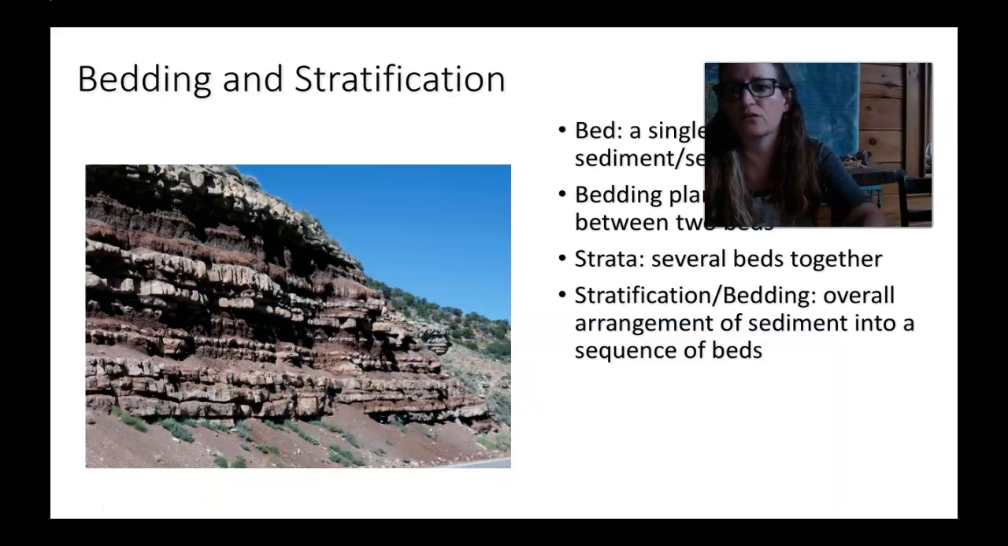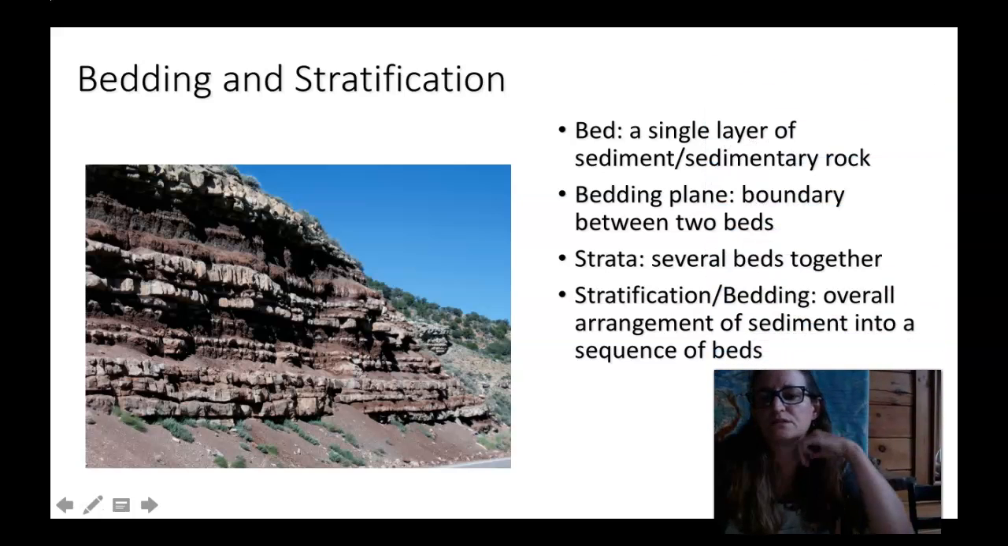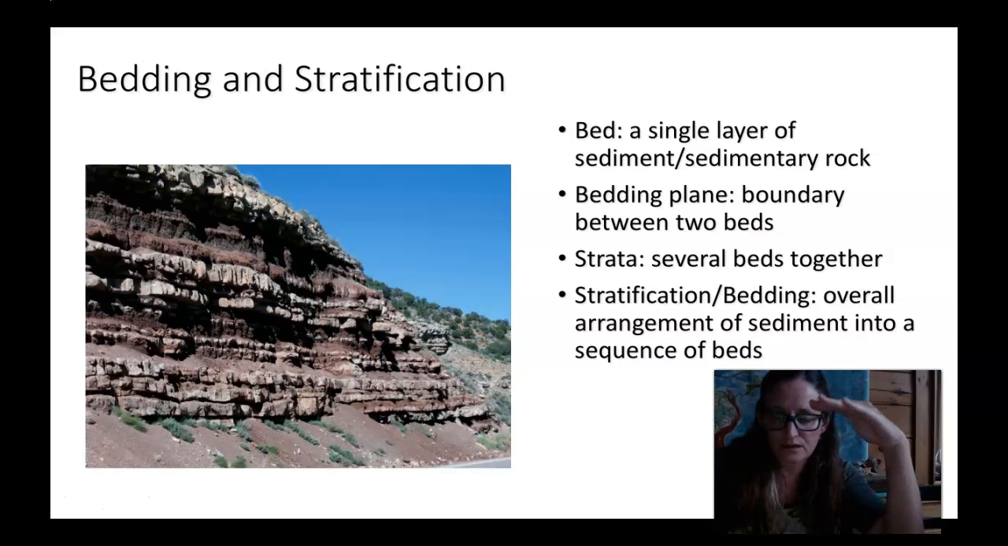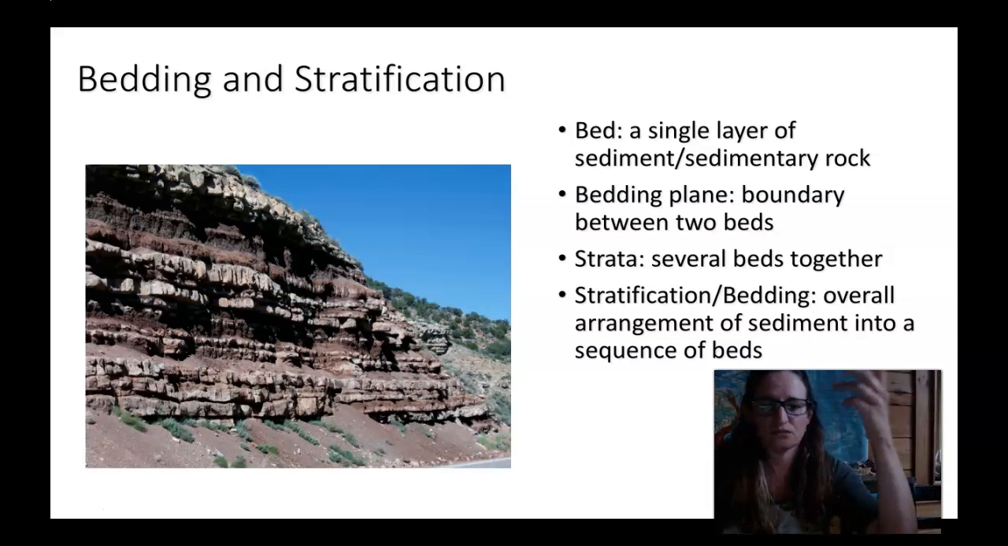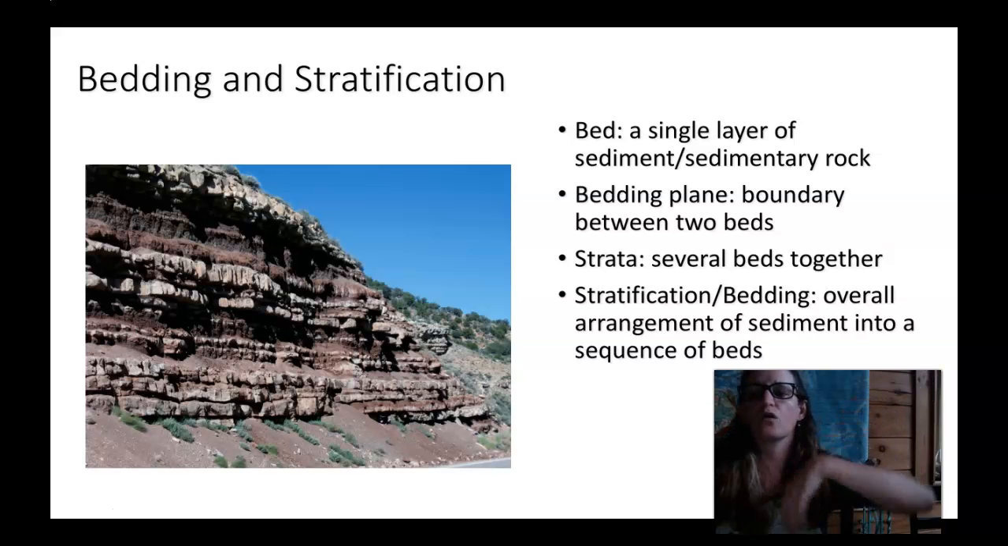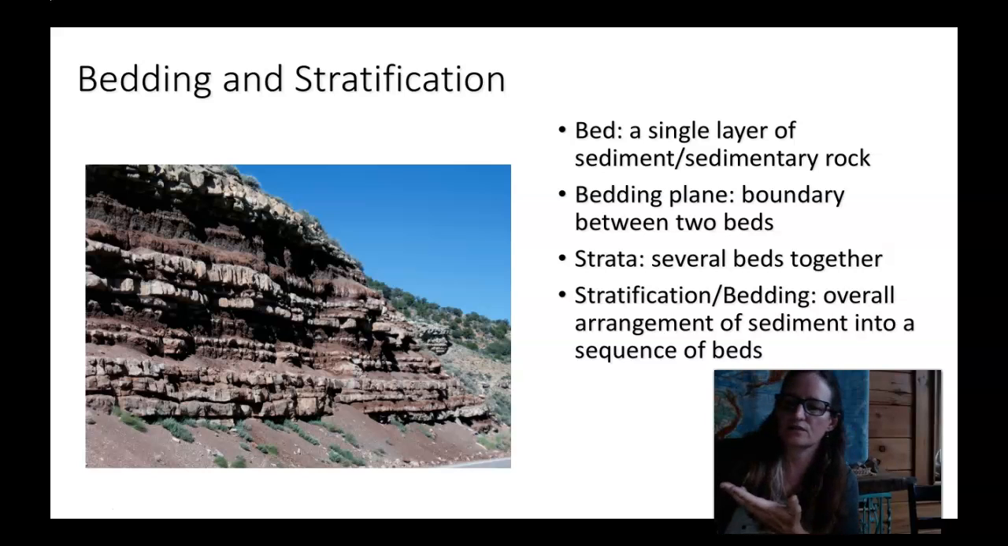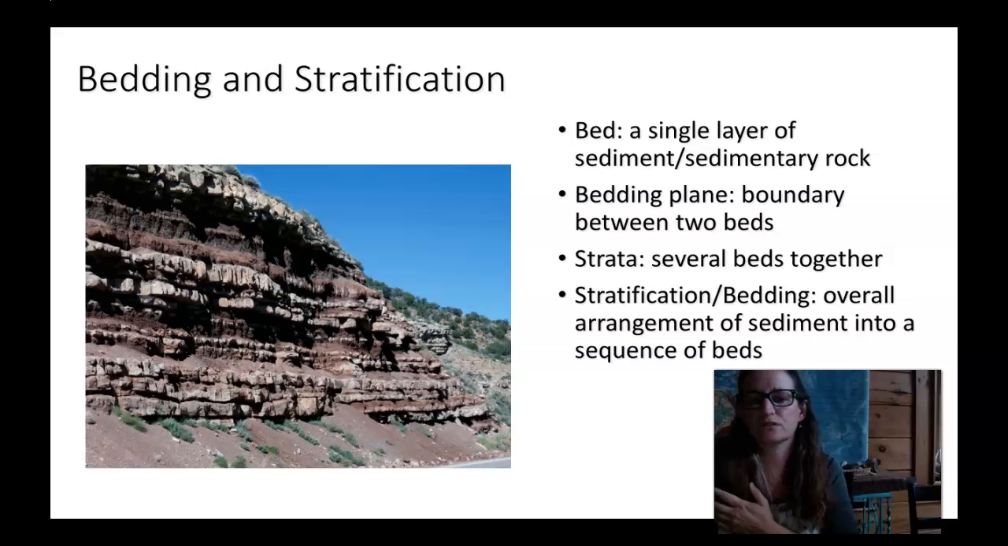So layering or bedding or stratification is kind of all the same thing. Bedding means that there is a break between the sedimentary layers. Something has happened between those layers to change the grain size of the sediment or the color of the sediment. A whole package of layers like you see here is called strata. So I would say, look at that strata. There's a bunch of different layers.